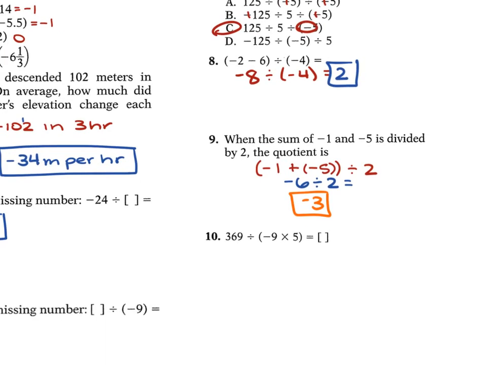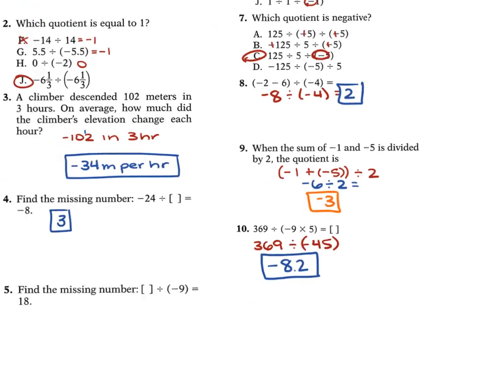For 10, we have 369 divided by -9 times 5. Well, -9 times 5 is -45, so this is 369 divided by -45. A positive divided by a negative is a negative, and 369 divided by 45 is 8.2. So -8.2 is our answer for that one.